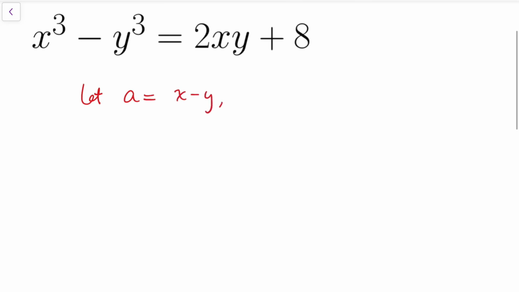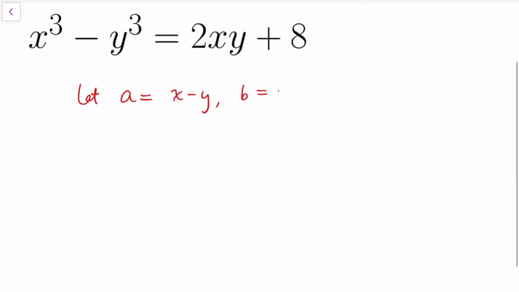This equation can be solved with an interesting trick, which is by letting a equals x minus y and b equals xy. Then we can actually express all parts of this equation in terms of a and b.